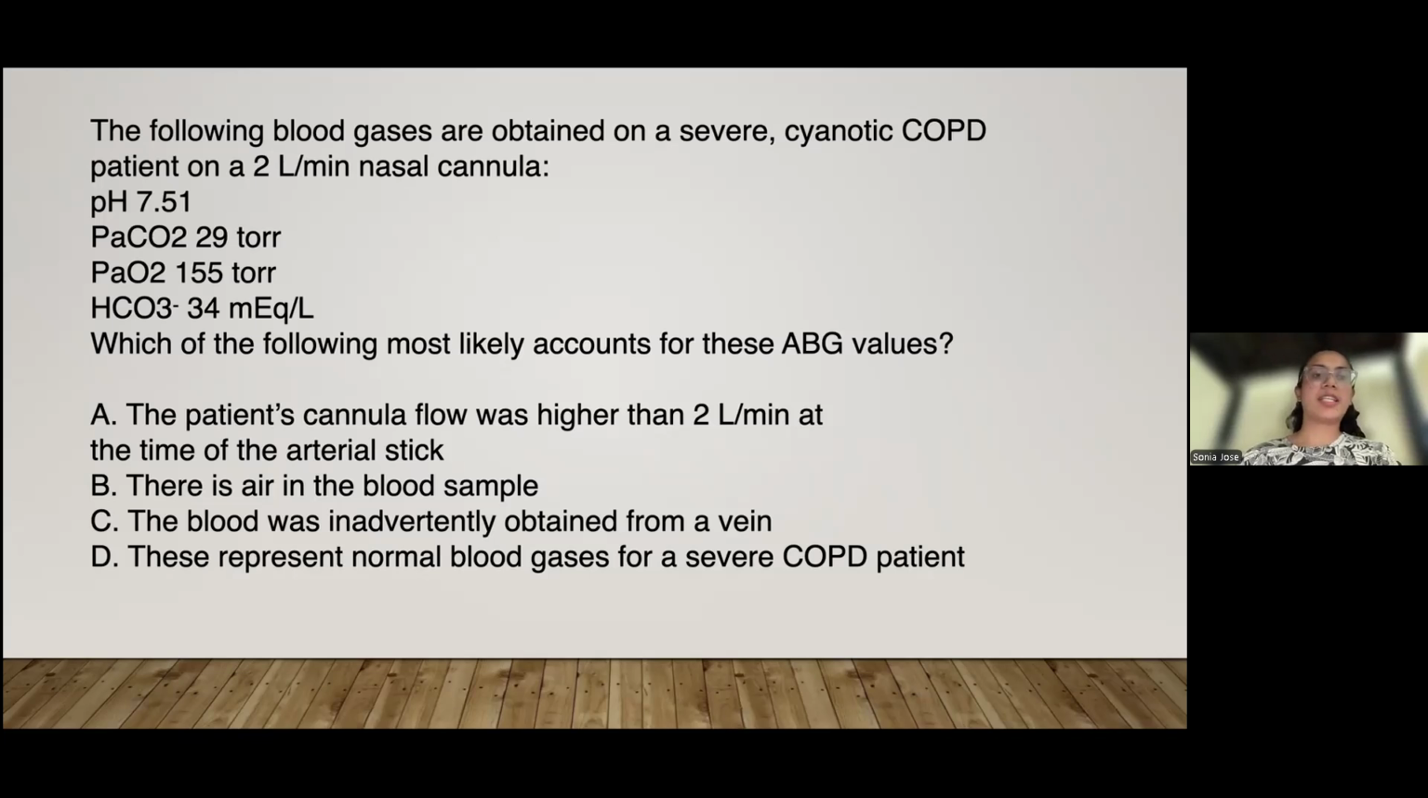Here in this ABG, we can also see PaCO2 is decreased. In a typical COPD patient, we don't see the PaCO2 decreased. So, since the PaO2 and PaCO2 are both affected, it is the air bubble. It is not just the increased flow. So, the most appropriate answer is there is air in the blood sample. Okay? Clear?